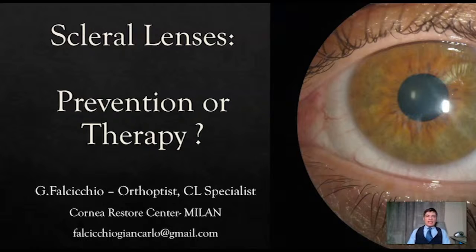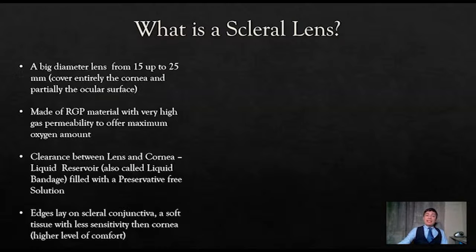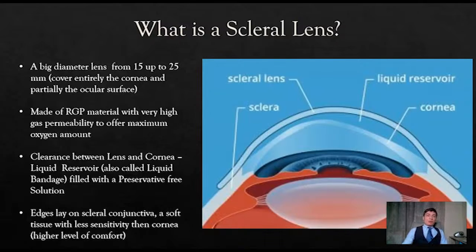In particular, they asked me to answer the question of whether a scleral lens is a prevention tool or a therapy tool. To answer the question, first we have to understand what a scleral lens is. A scleral lens is a big diameter lens. We go from 15 millimeters up to 25 millimeters, covering entirely the cornea and partially the ocular surface.